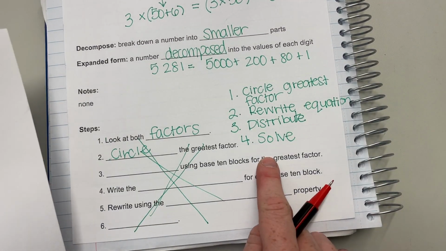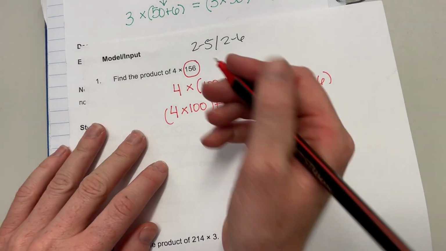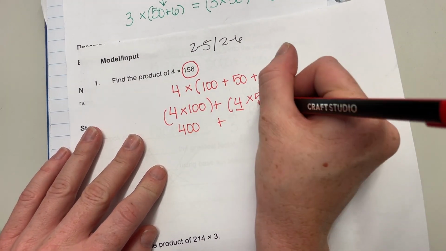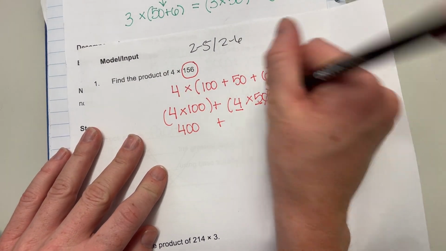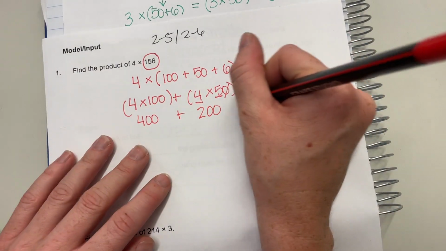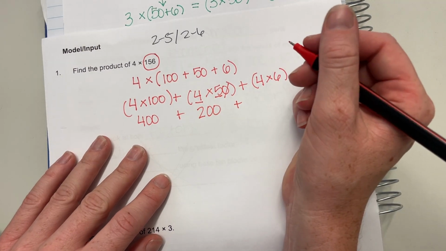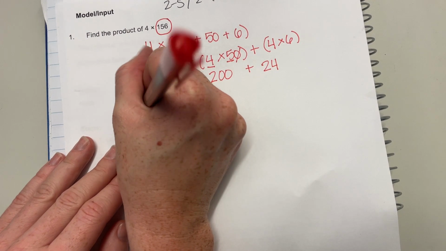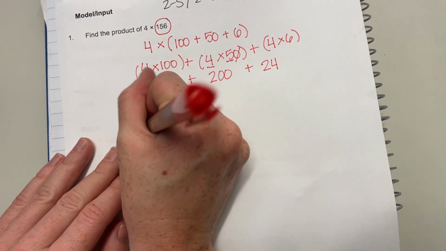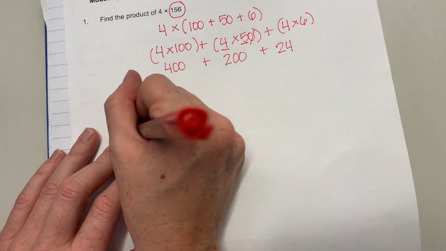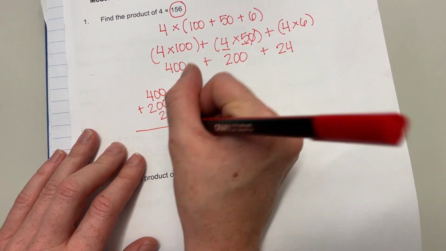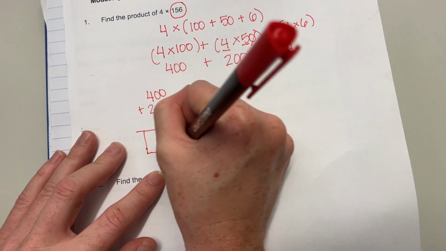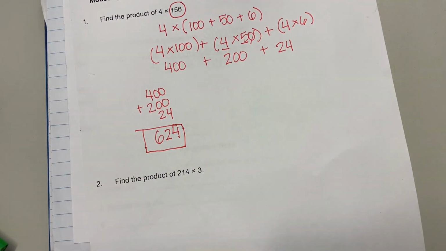Okay, and now I need to solve. So 4 times 100 is 400 plus 4 times 5 is 20, and I have 1 0, so 200, plus 4 times 6 is 24. So I have 400 plus 200 plus 24. 0 plus 0 plus 4 is 4. 0 plus 0 plus 2 is 2. 4 plus 2 is 6. So my product is 624.